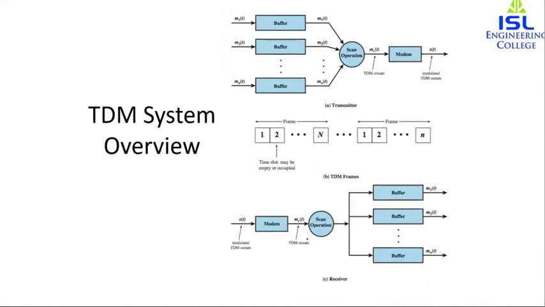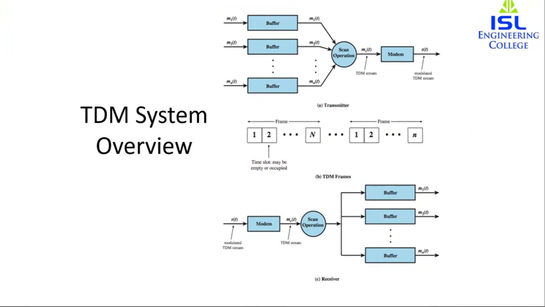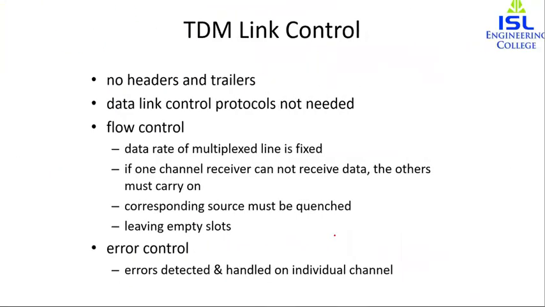So in this time division multiplexing system overview, we have a buffer, which is not similar to frequency division multiplexing. With respect to this, we will study the same. Time division multiplexing link control does not contain headers or trailers, and we don't need the data link control protocol. So it should be clear that as long as we have the multiplexer and demultiplexer, we don't need to have flow control.